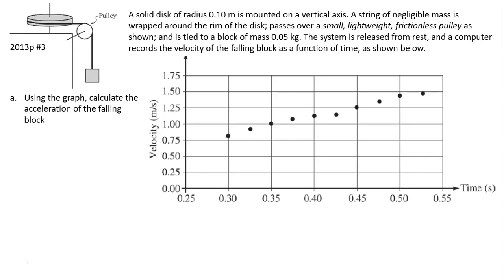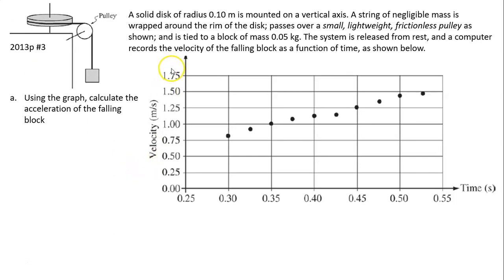A solid disk of radius 0.1 meter is mounted on a vertical axis. A string of negligible mass is wrapped around the rim of the disk, passes over a small lightweight frictionless pulley as shown, and is tied to a block of mass 0.05 kilograms. The system is released from rest, and the computer records the velocity of the falling block as a function of time, as shown below. Part A: Use the graph to calculate the acceleration of the falling block.